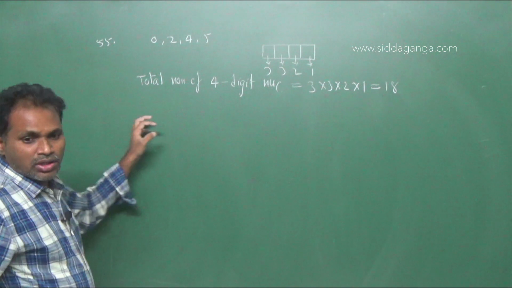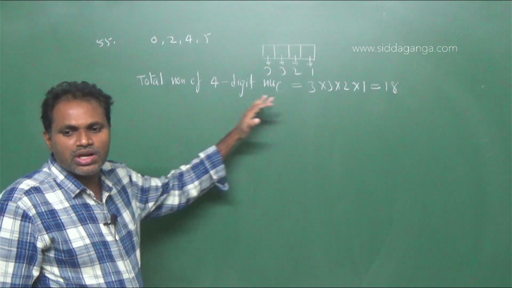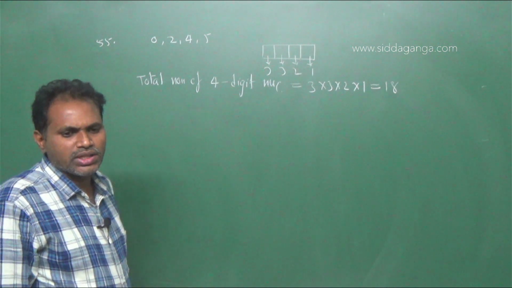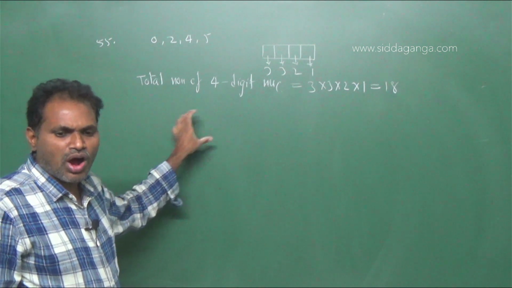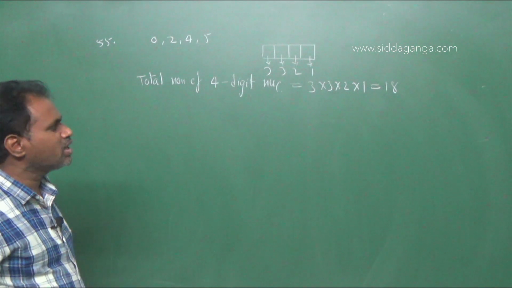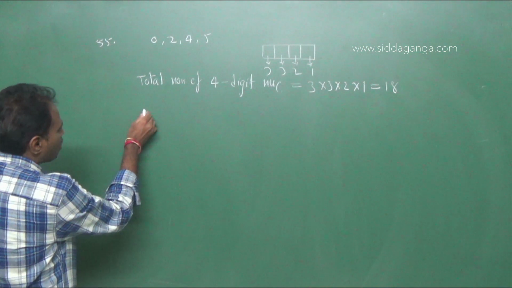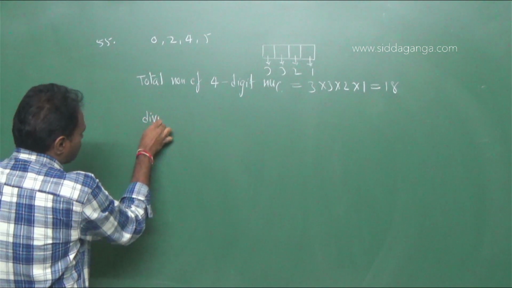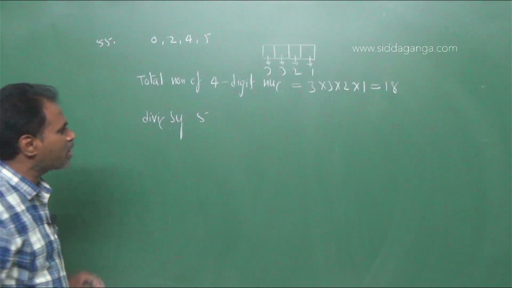Next, we have to find which are divisible by 5. The number of 4-digit numbers formed by using the digits 0, 2, 4, 5 which are not divisible by 5. First I am finding the 4-digit numbers which are divisible by 5. Numbers divisible by 5, I am finding.